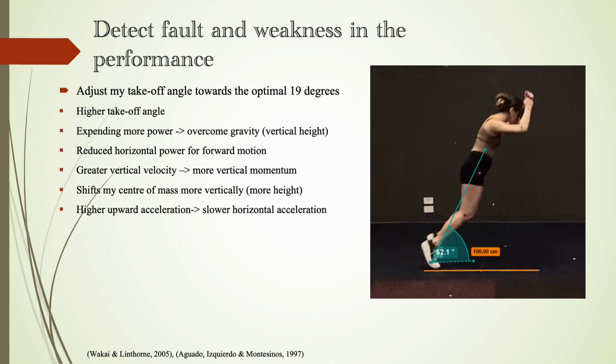To improve my performance, I need to adjust my takeoff angle towards the optimal 19 degrees, because when I jump with a very high takeoff angle, it means that I am launching more vertically into the air. This makes me go upward instead of going forward. With a high angle, my vertical velocity increases, but my horizontal velocity might not be as strong.